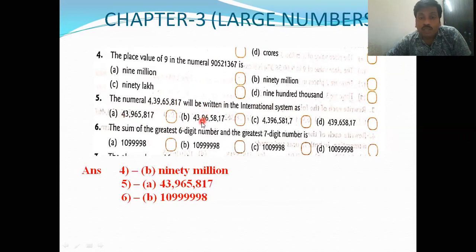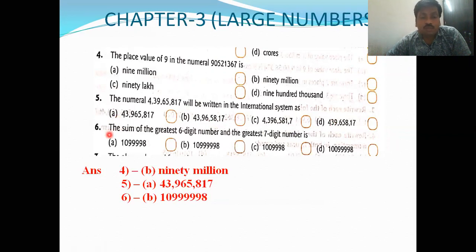Now let us check the other options. Here we see these commas are not inserted according to the international place value chart. Here is not also. Here is not also. So children, our answer A is correct.